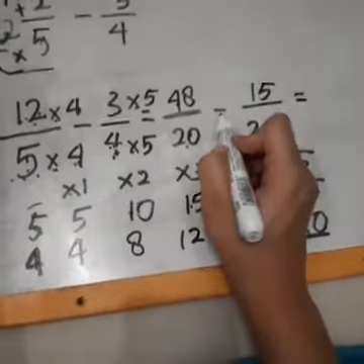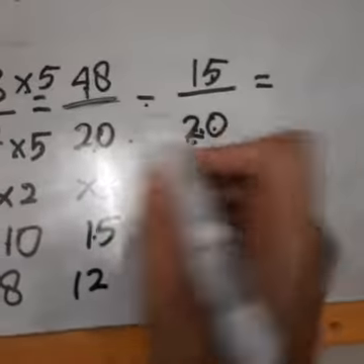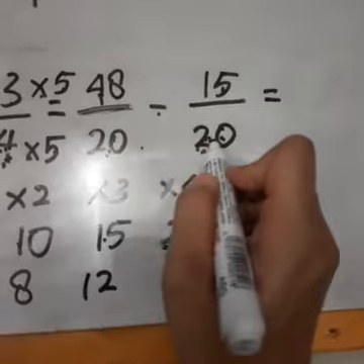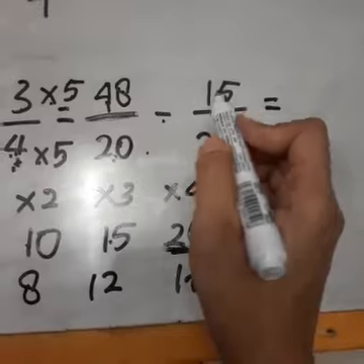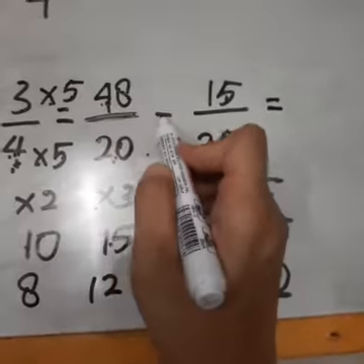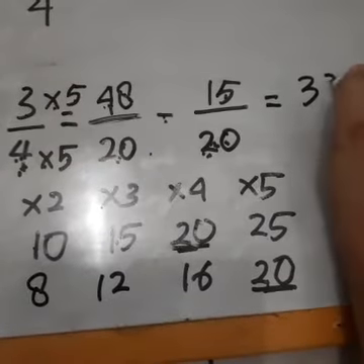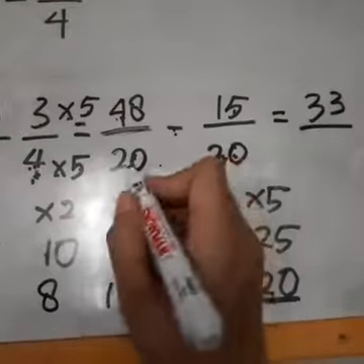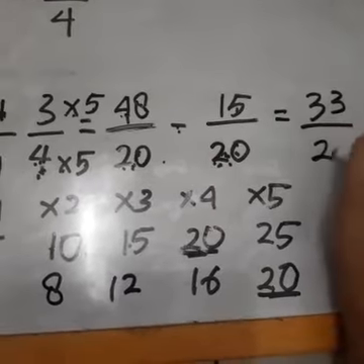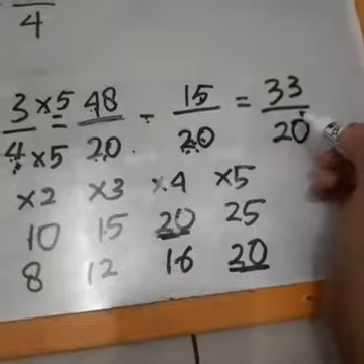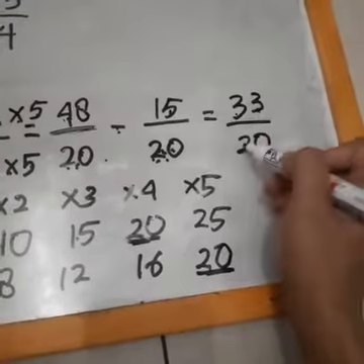48/20 minus 15/20. We have common denominators of 20, so we can subtract 48 and 15. 48 minus 15 is 33. And we keep the denominator the same. So the final answer is 33/20.